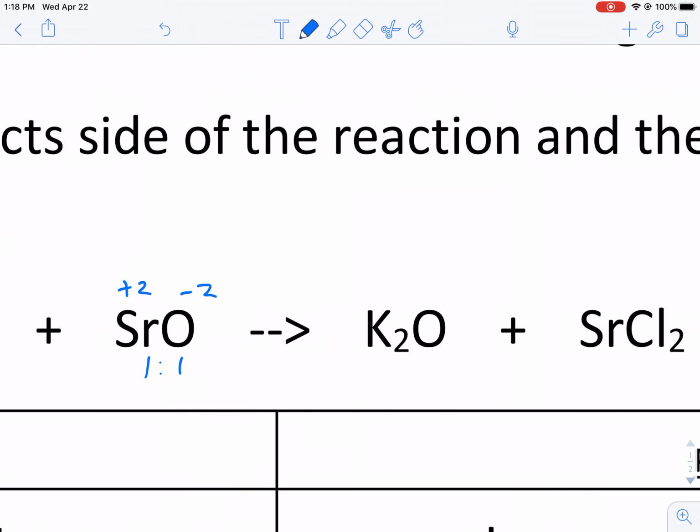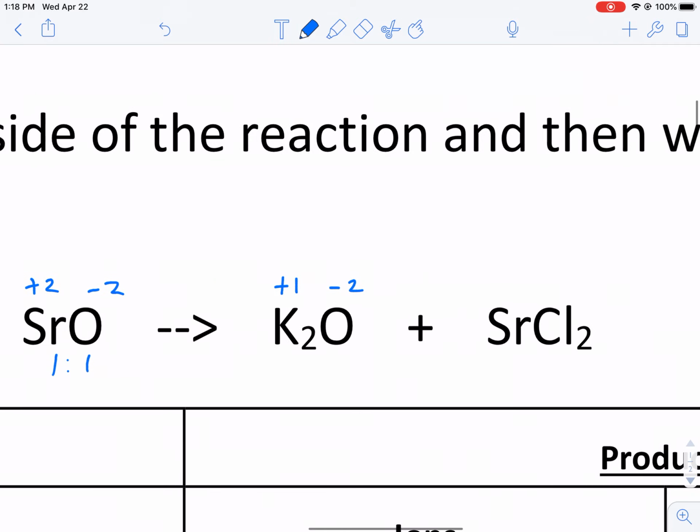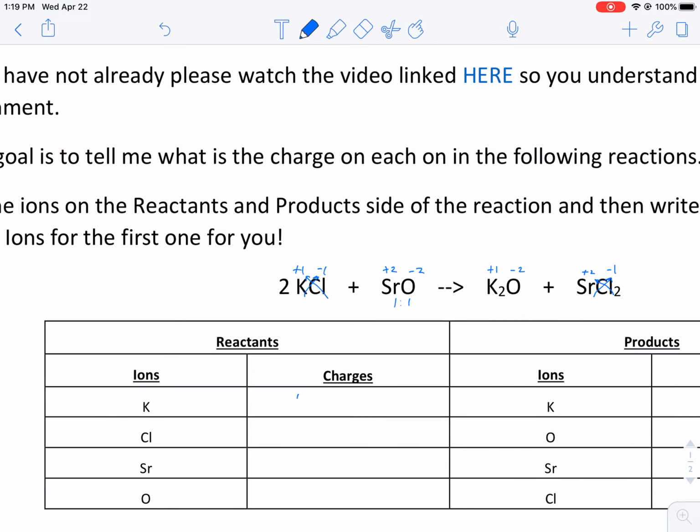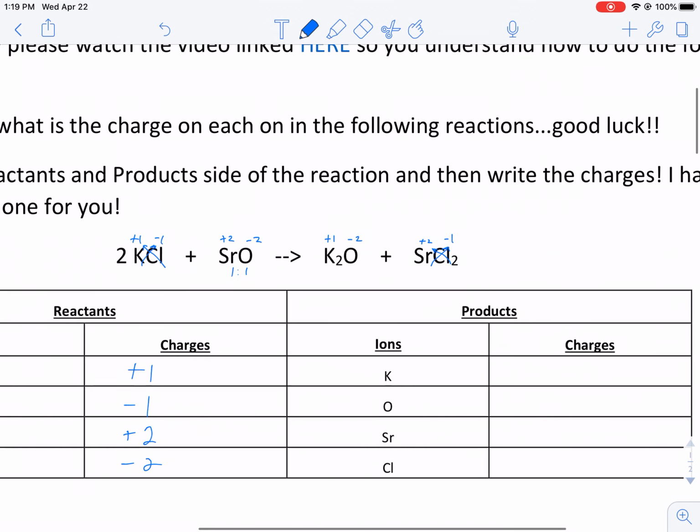Let's come back to the products now. Again, if I'm looking at potassium, I know that potassium is a +1. Oxygen is in group 16, so it's going to be a -2. And then for strontium chloride, I know that strontium is going to be based on chlorine. I know chlorine is a -1. So if I reverse the swap and drop, that means strontium is still going to be a +2. And now I'm just going to go ahead and put my charges in. You're going to notice that they're going to be the same for the products and the reactants.